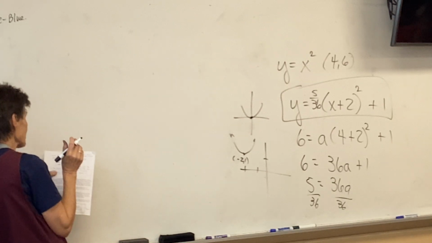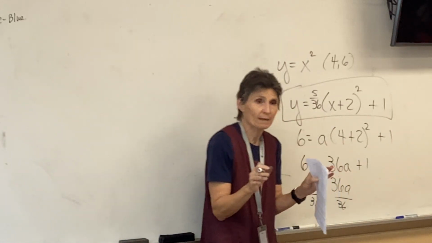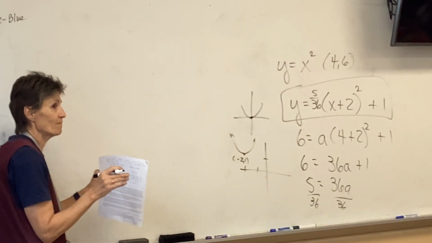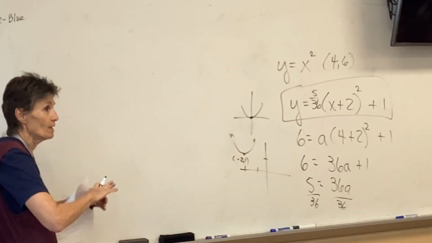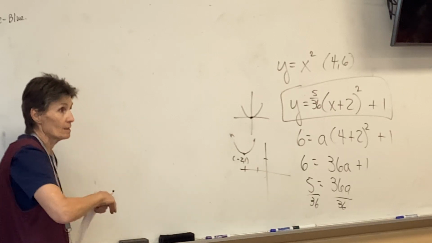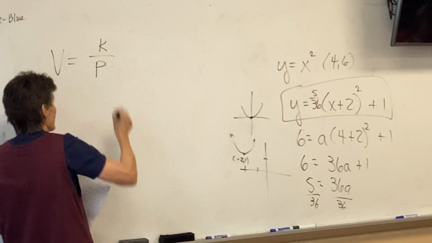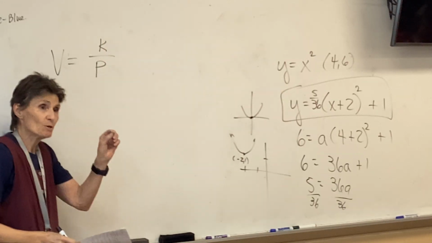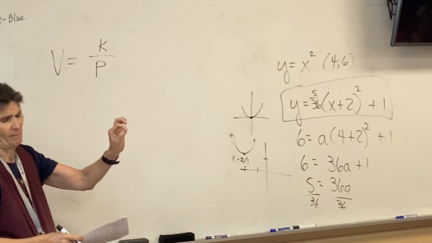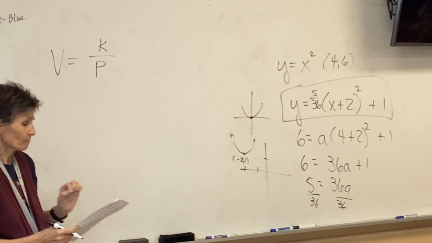Volume of gas varies inversely with pressure. Stop right there. That tells me what format I'm using. What format am I using? If volume varies inversely as pressure, it is going like this. It's the one that's a fraction. Some of you goofballs are putting the K in the bottom. The K is in the top. Volume equals K over P.